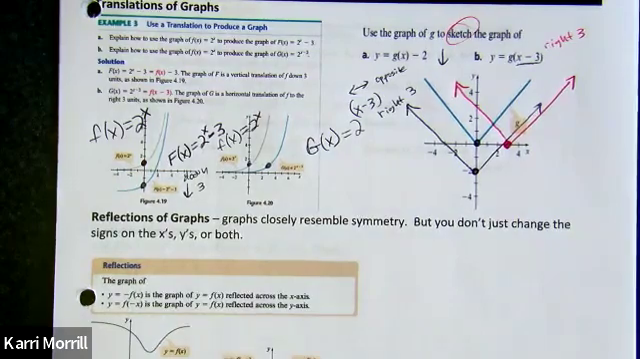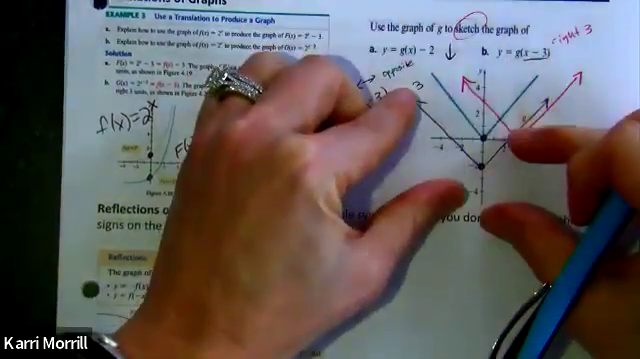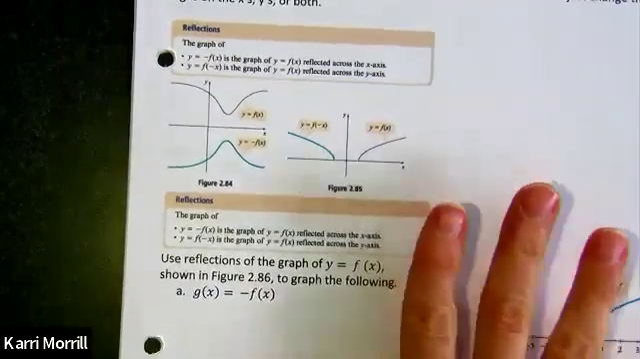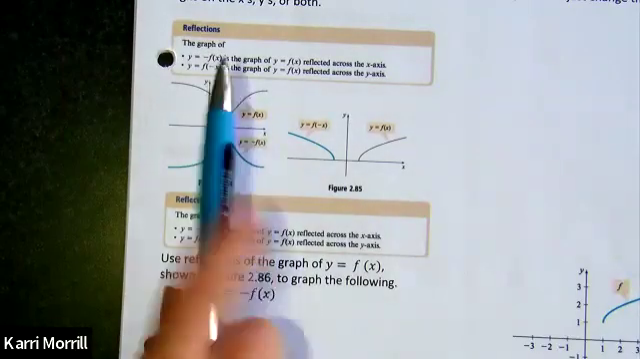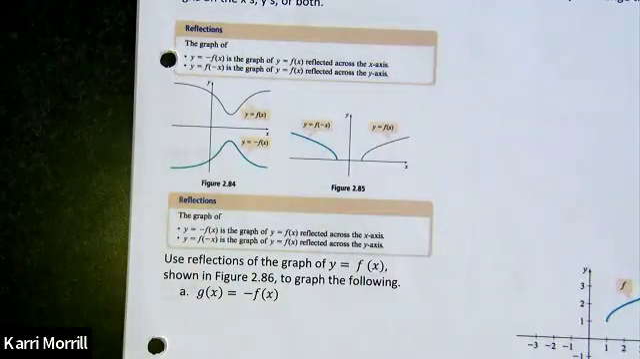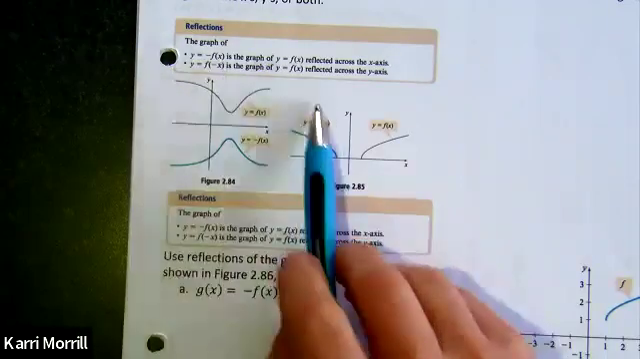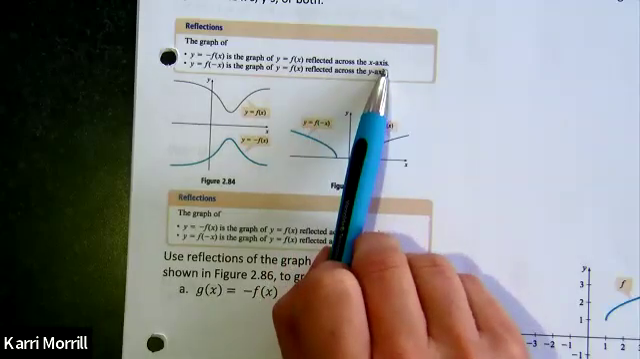But those are not symmetry or reflections, right? That means you're taking this graph and sliding it over or down, which is different. Reflections closely resemble symmetry, and really all that we do is pretty much symmetry. We don't do a lot of stuff that's not. So what this little text box from our book is going to show you is that the graph of y equals negative f of x is the graph of f reflected across the x-axis.